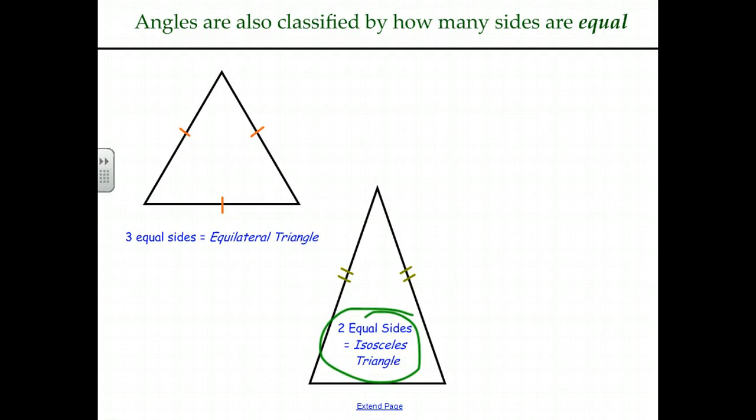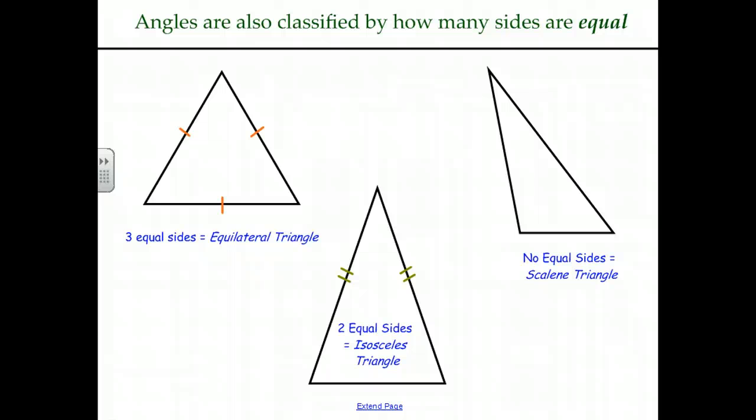If 2 sides are equal, we call it an isosceles triangle. Now this is 2 sides only. This third side down here has to be unequal to the other 2 sides. And finally, if there are no equal sides, we call it a scalene triangle. One side is always equal to itself, so we count only other sides. And this can be of any shape as long as none of the sides are equal.